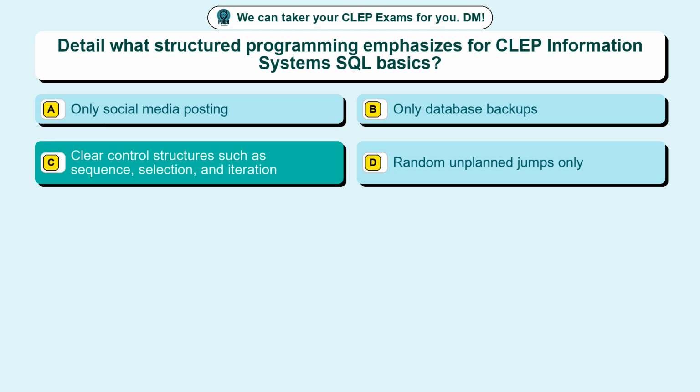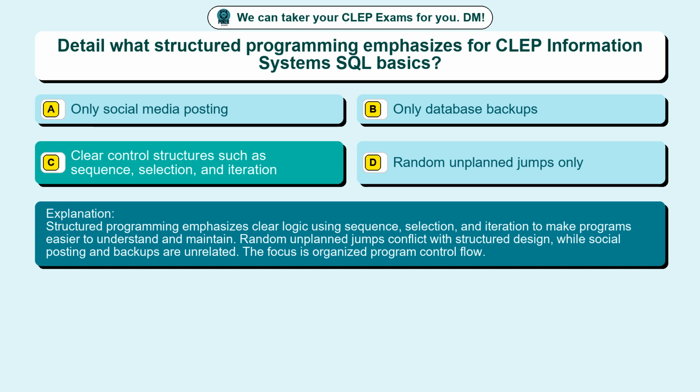Clear control structures such as sequence, selection, and iteration. Structured programming emphasizes clear logic using sequence, selection, and iteration to make programs easier to understand and maintain. Random unplanned jumps conflict with structured design, while social posting and backups are unrelated. The focus is organized program control flow.